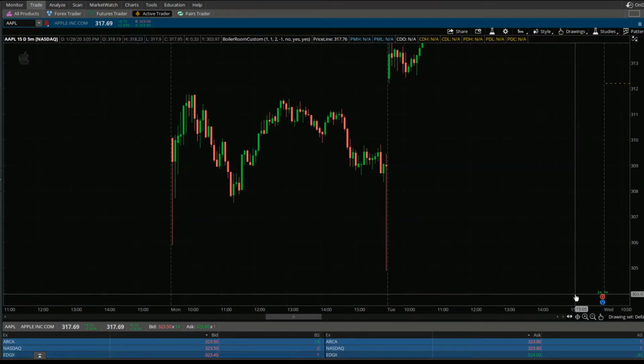So you found a nice gap, but how do you trade it? In this video, I want to take a look at this gap and talk about how to trade it.